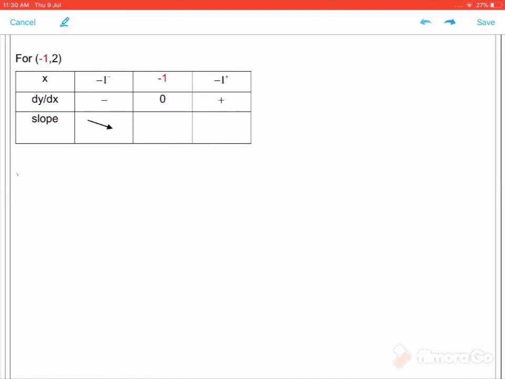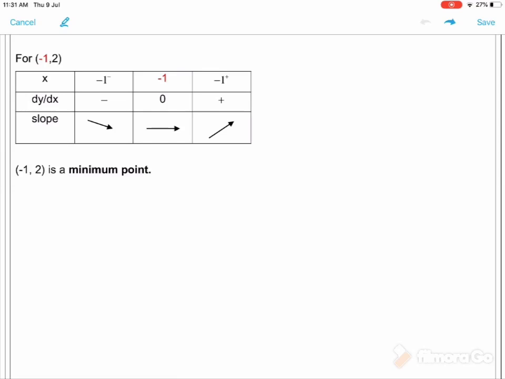So the slope decreases, is horizontal, and then increases. This means that (negative 1, 2) is a minimum point. So this is the first derivative test.